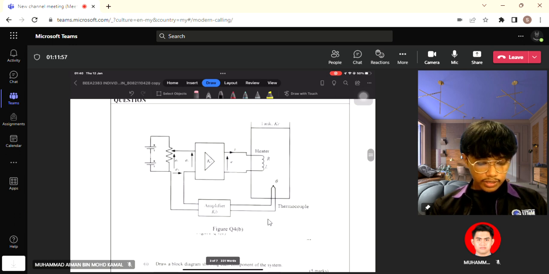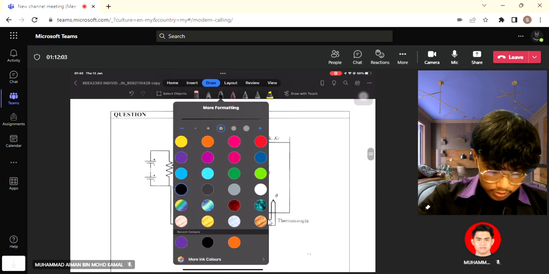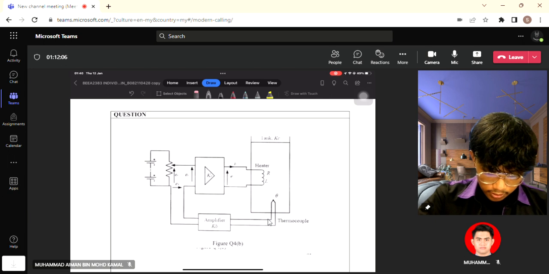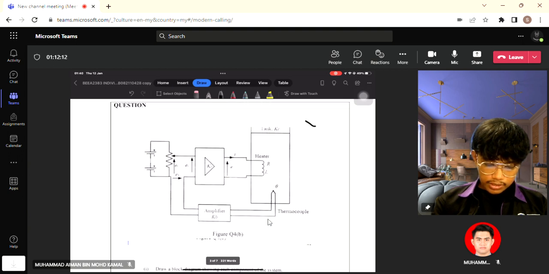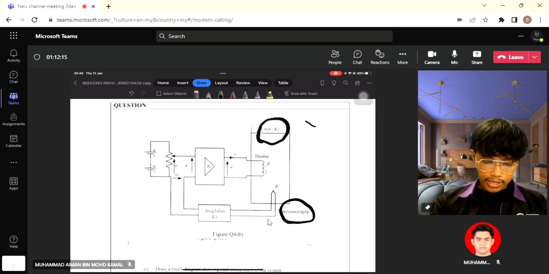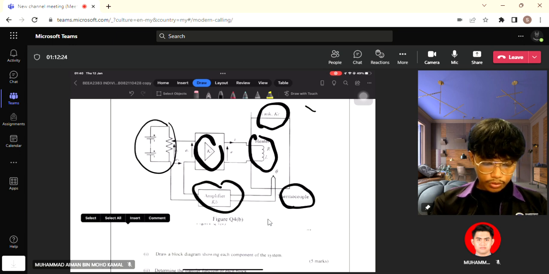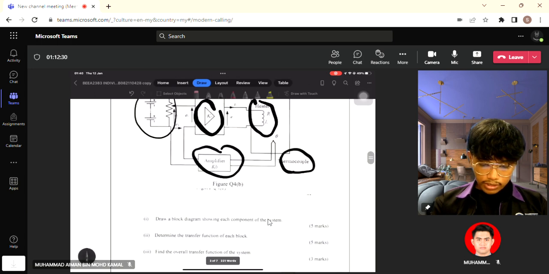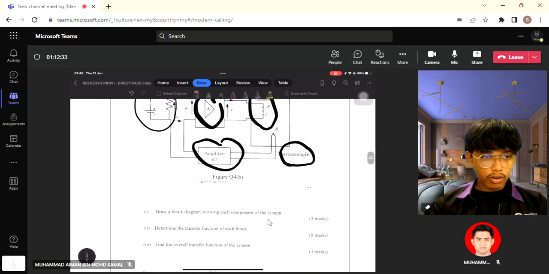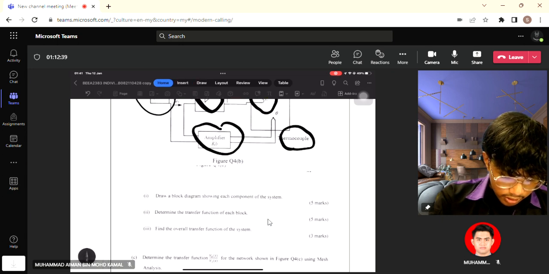Right. As we can see here in the figure, we can see a thermocouple. Other than that, we have the tank, the heater right here, an amplifier, a supply, and another amplifier. The question wants us to draw a block diagram.